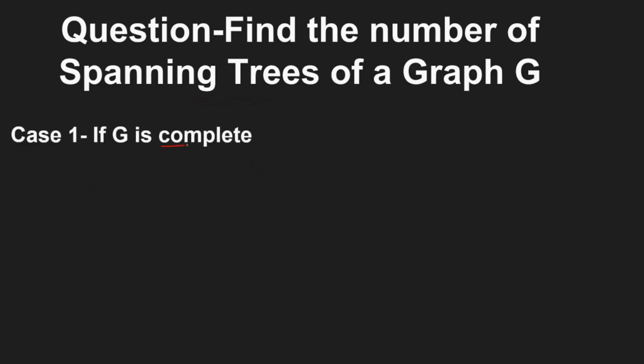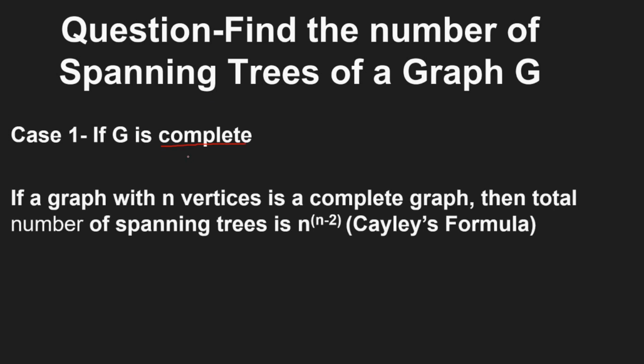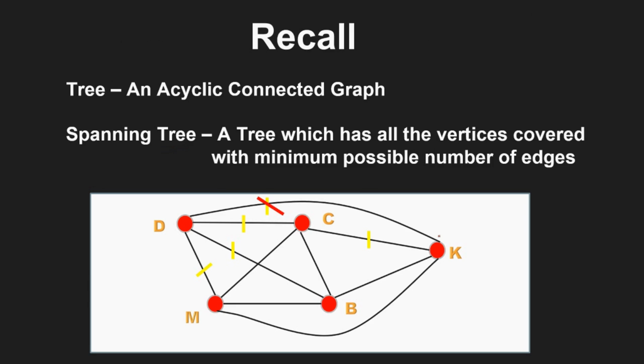If we have a complete graph, according to Cayley's formula, a complete graph with n vertices will have n to the power n minus 2 spanning trees. So going back to the earlier example, this graph will actually have 125 spanning trees. Finding these one by one is a very tedious task, especially if there are more vertices.